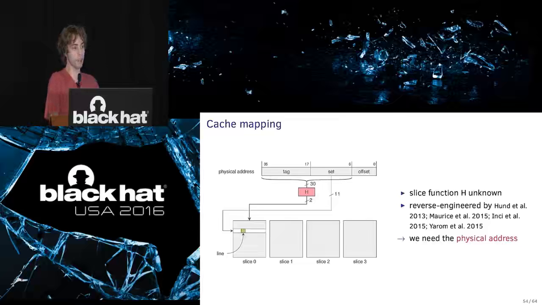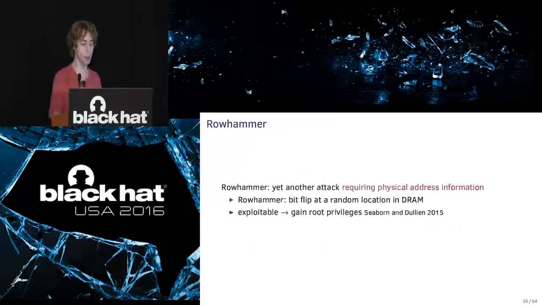And this function has been reverse engineered, so we can use the function if we have the physical address, but usually we wouldn't have the physical address in the first place. Another attack that can benefit from knowing the physical address is rowhammer. If you know the physical addresses for a rowhammer attack, you can actually craft a much more efficient attack.